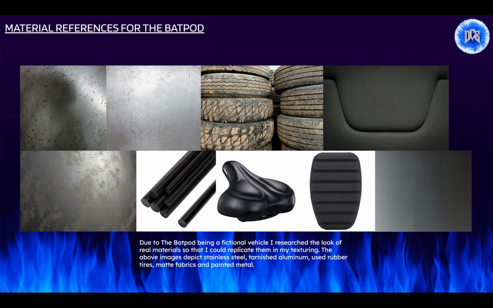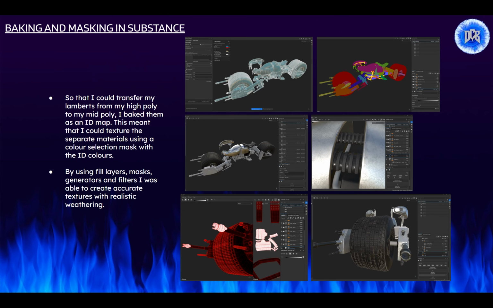Due to the backpod being a fictional vehicle, I researched the look of real materials so that I could replicate them in my texturing. The above images depict stainless steel, tarnished aluminum, used rubber tires, matte fabrics, and painted metal. So that I could transfer my lamberts from my high poly to my mid poly, I baked them as an ID map. This meant that I could texture the separate materials using a color selection mask with the ID colors. By using fill layers, masks, generators, and filters, I was able to create accurate textures with realistic weathering.